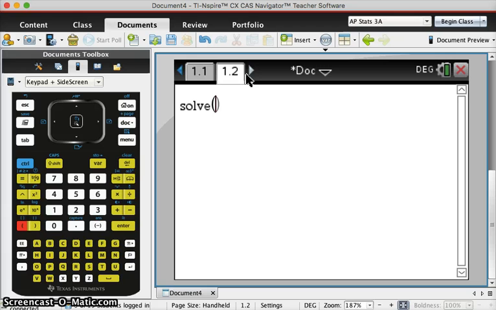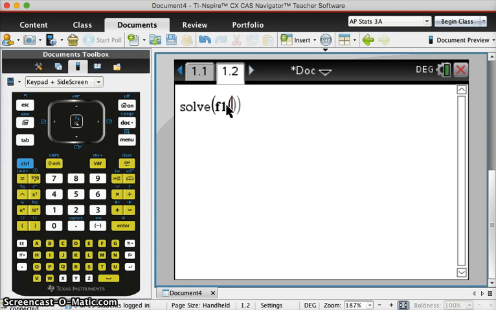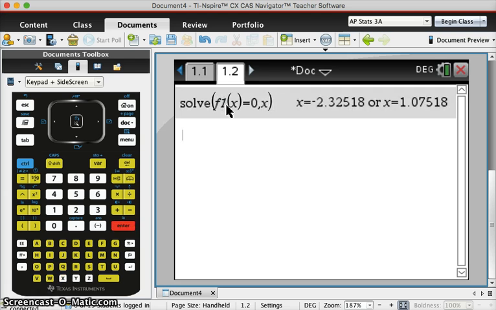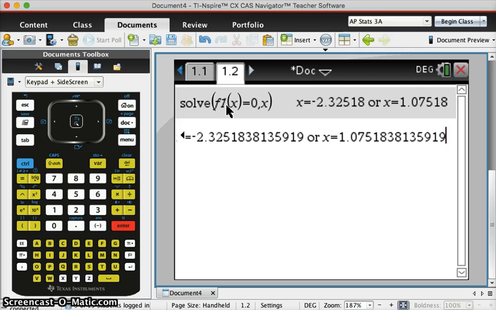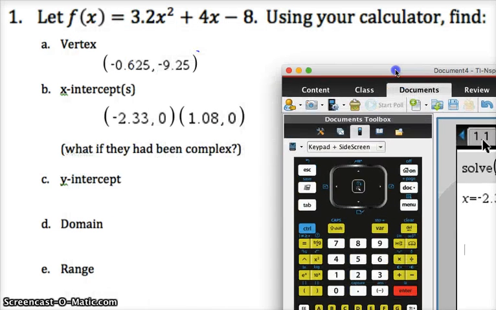So if I just want to solve, and I think it's f1, yeah, f1 of x where it's 0 for x, it's going to give me those values. And that's a little bit more exact, and I can get more decimals on those. Look at that, if I want. So that's something you can do that easily that way. The max, min, vertex thing doesn't work as easily that way.